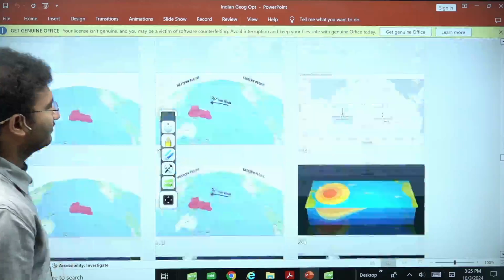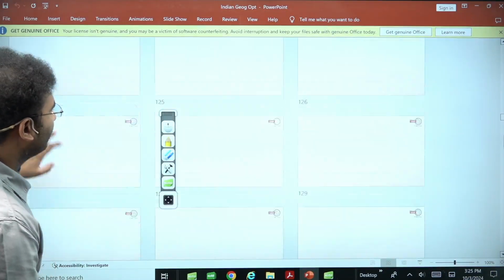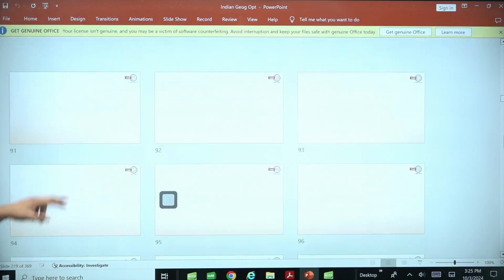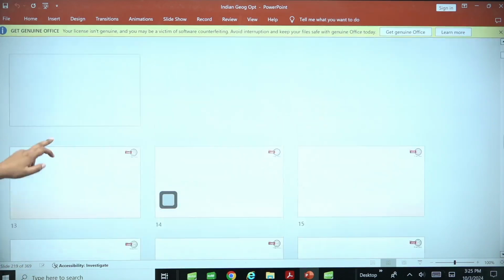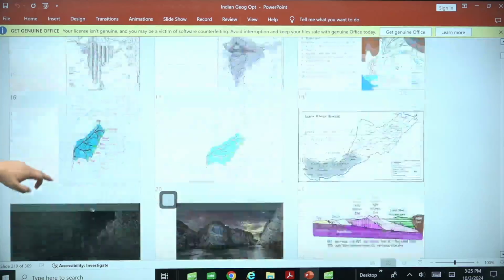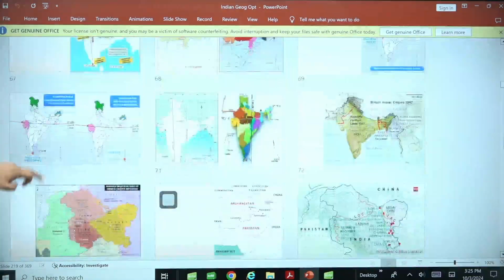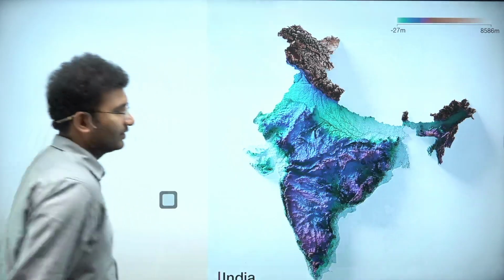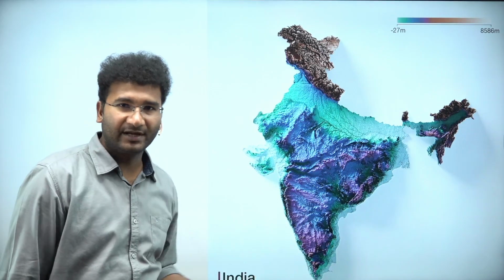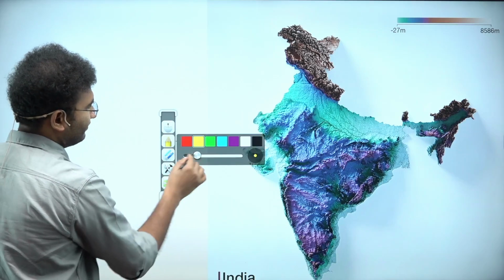Look here. Let me show you the topographical features of India first. Look at India. Now you can imagine in a better manner. So let me draw the Arabian Sea and Bay of Bengal wings.